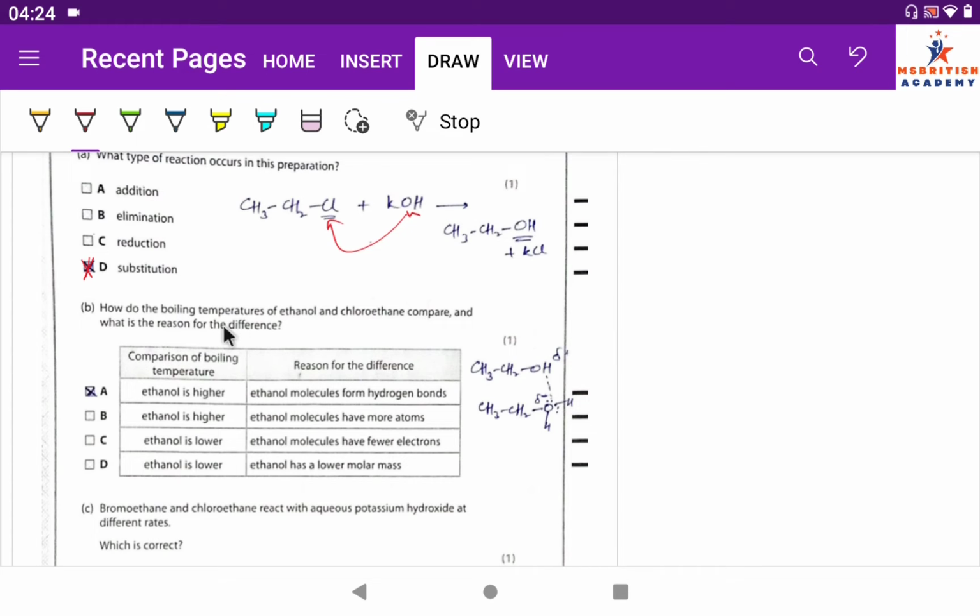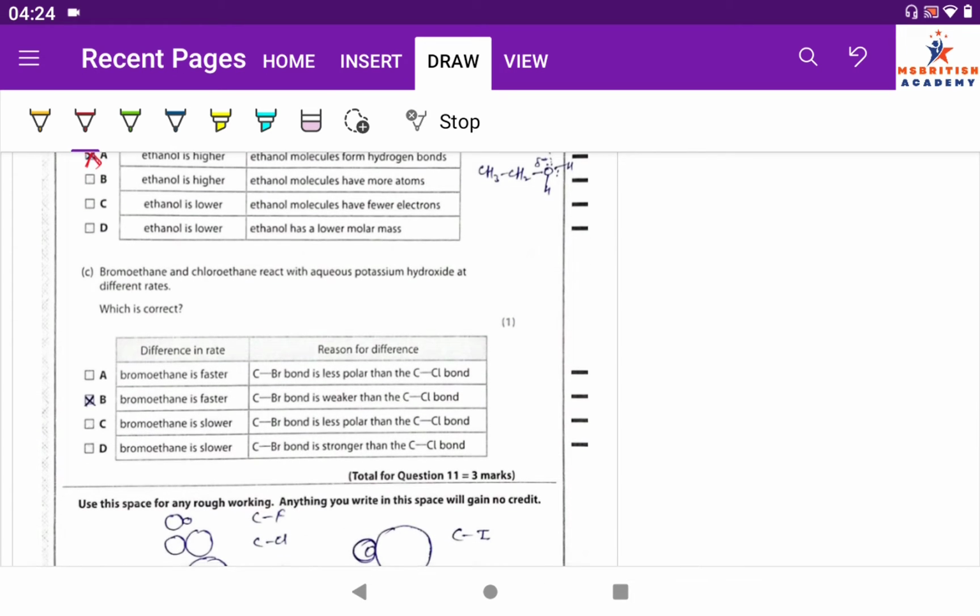Now part B of the same question: how do the melting points of ethanol and chloroethane compare, and what is the reason for the difference? Ethanol molecules form hydrogen bonding, because the lone pair of this oxygen makes a bond with the hydrogen of the next molecule, and this is called hydrogen bonding. And hydrogen bonding is stronger. So from here it is A.